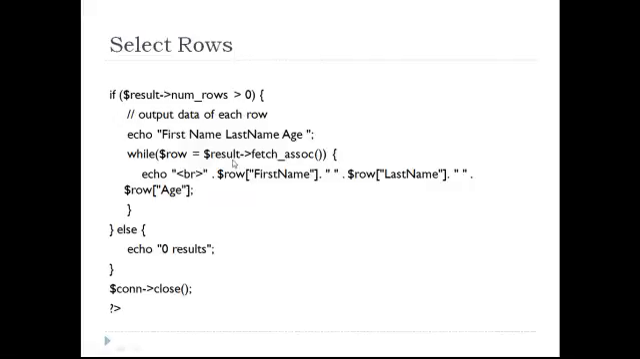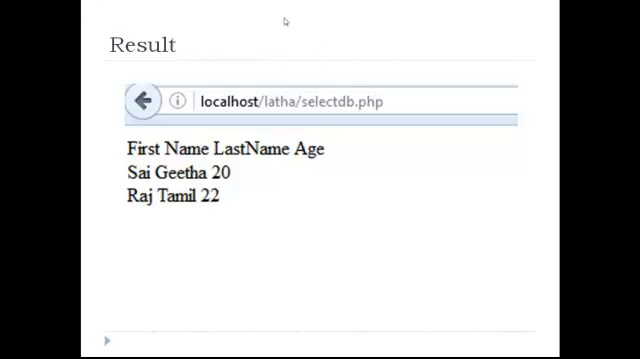So row equal to result fetch associate. So what it will do is the entire query will be executed again and again till it displays all the records of the particular table. So this while loop will be executing till it displays all the values. So this is how the data is displayed.